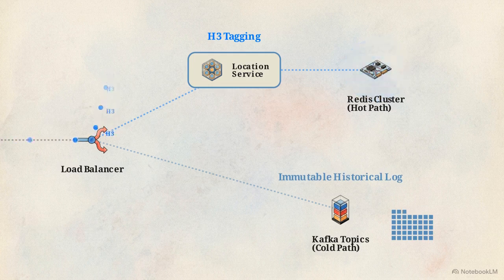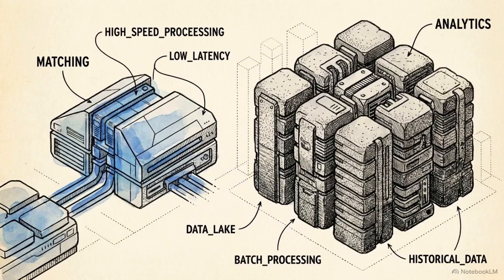Simultaneously, the cold path publishes raw pings into Apache Kafka topics partitioned by city, creating an immutable historical log for analytics and machine learning. Decoupling the transient matching state from the heavy persistent storage ensures the real-time routing engines are never starved for compute by downstream analytics workloads.